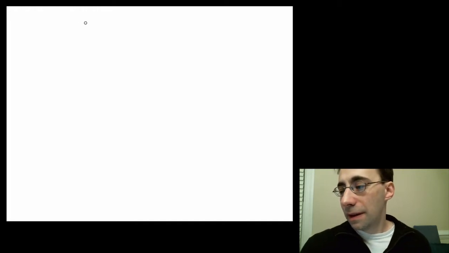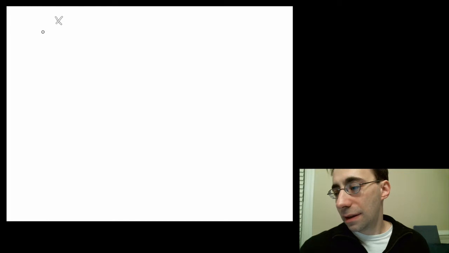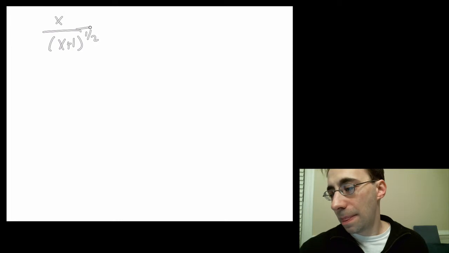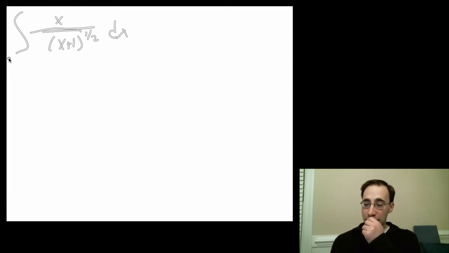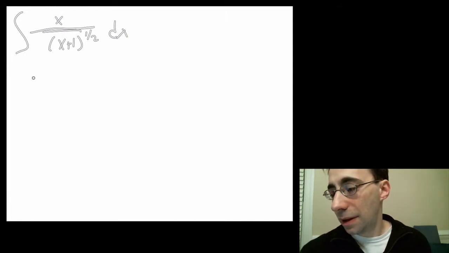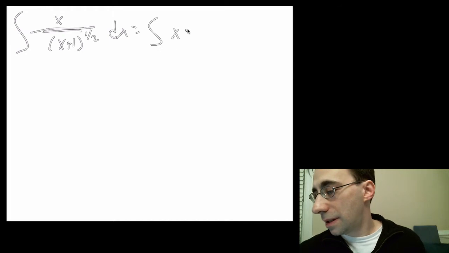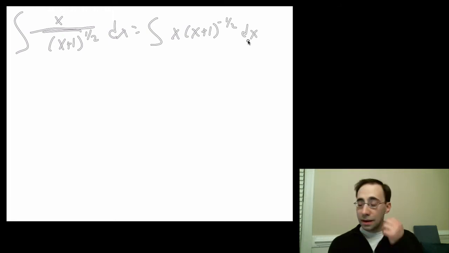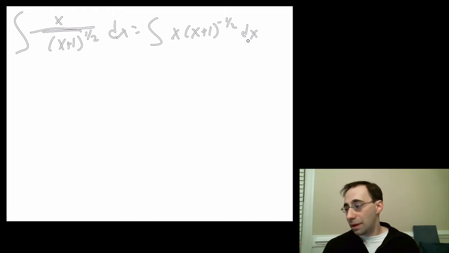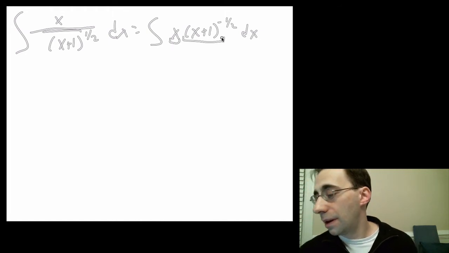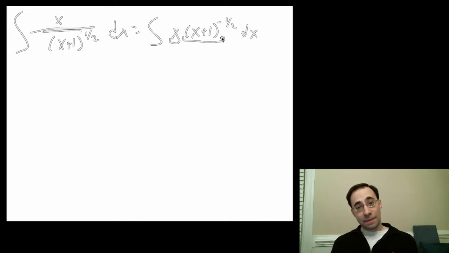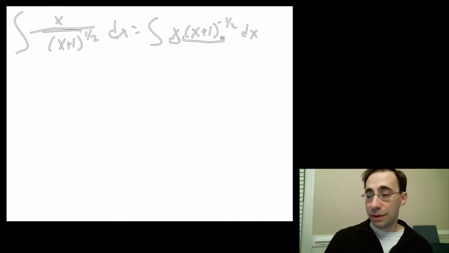Okay, there we go. Let's say you had x over (x plus 1) to the 1/2. So this is pretty messy. It's not obvious. Well, you could rewrite it though. This thing is going to be the integral of x times (x plus 1) to the negative 1/2 dx. As it is, we can't do anything with it, but we have two things multiplying each other. Each of these by themselves can be integrated. So we can deal with this.